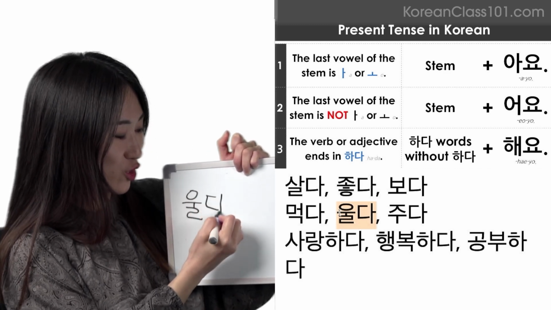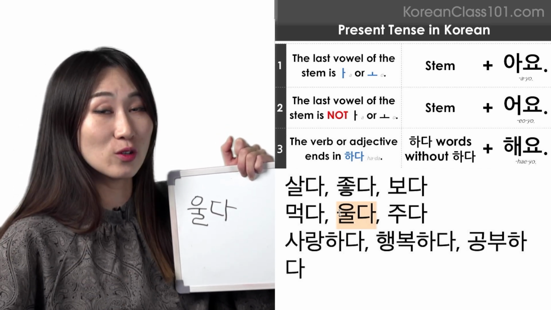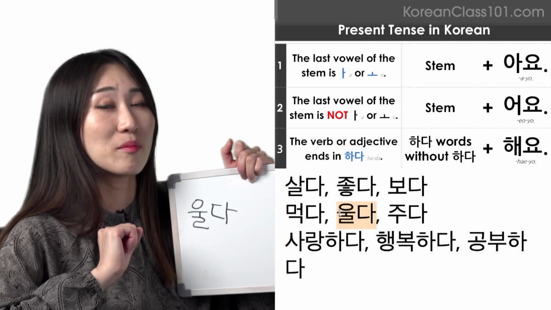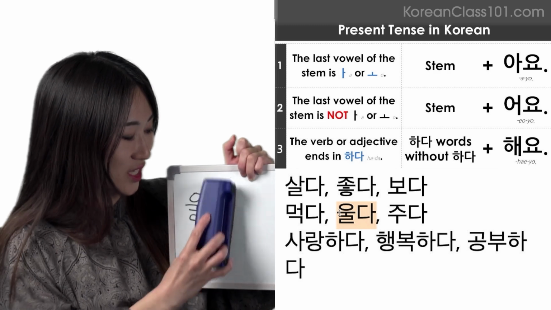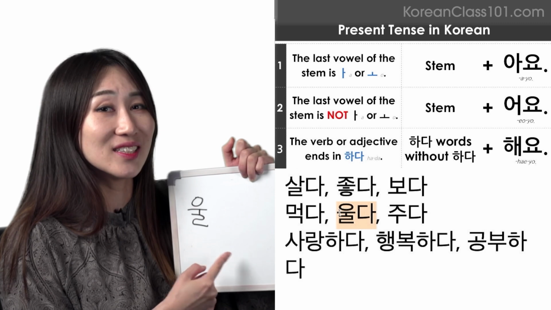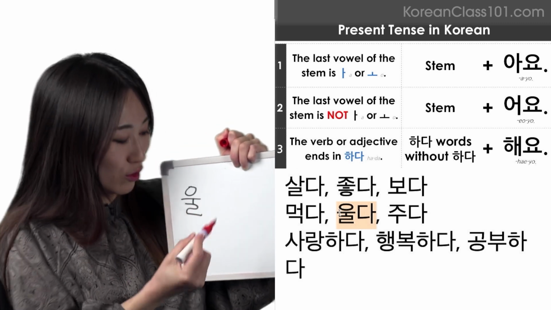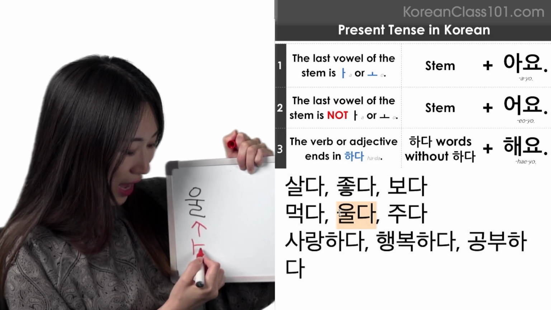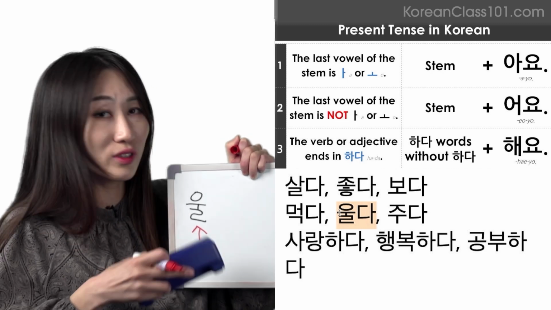울다. This is the dictionary form, and we never use the dictionary form when we speak in Korean. So we need to change it to present tense. 울다. What is the stem? The stem is, ta-da, 울. I remove 다 at the end, and 울 is the stem. Let's see. Does it include 아 or 오 sound? No, it does not.